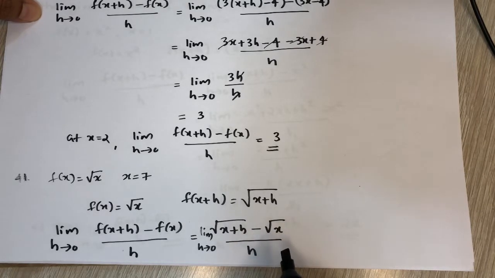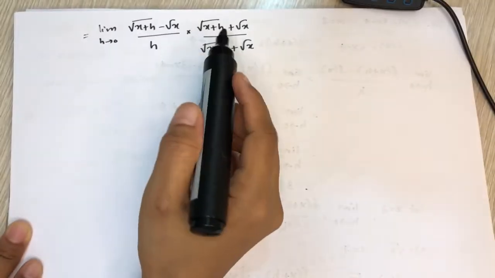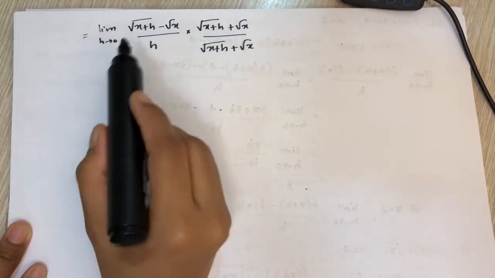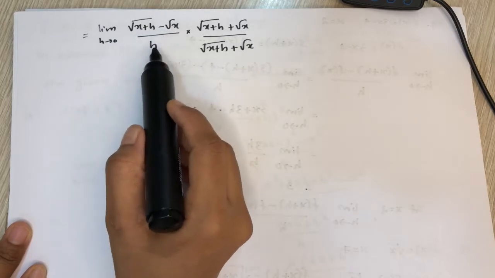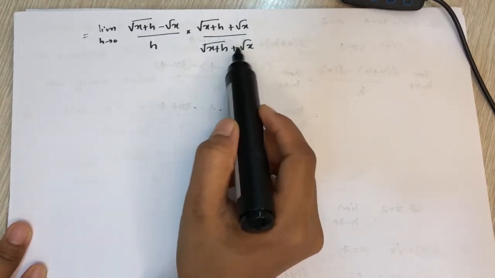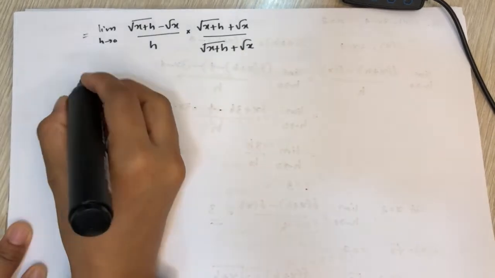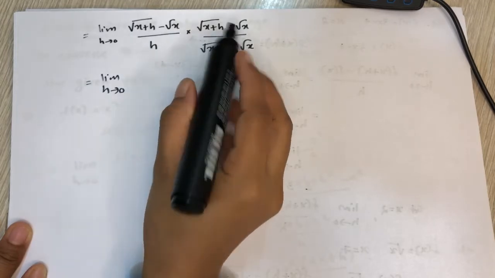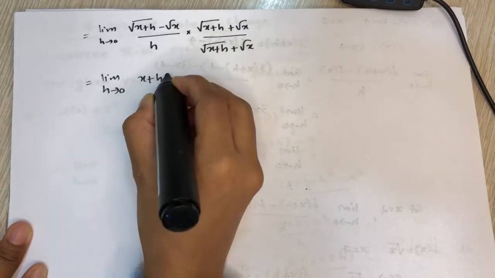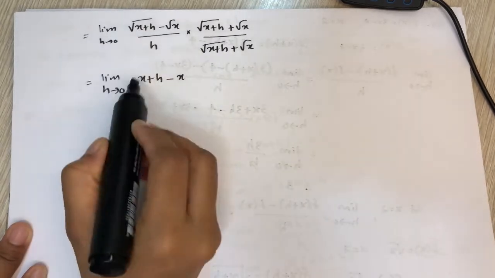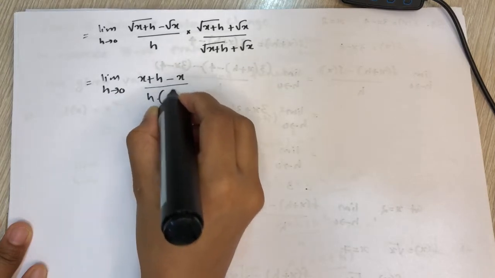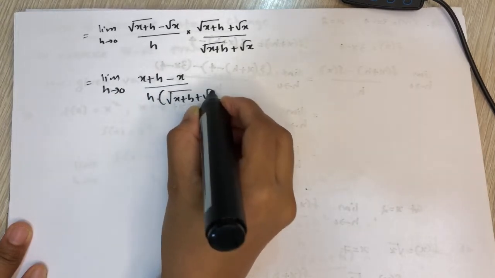Here is an irrational function, so we can multiply it by the conjugate. Multiplying and dividing by the conjugate. The conjugate of root x plus h minus root x is root x plus h plus root x. We get limit h tends to 0, root x plus h minus root x by h into root x plus h plus root x by root x plus h plus root x. This becomes a minus b into a plus b, a square minus b square. Becomes x plus h minus x. Root x plus h the square is x plus h and root x square is x, by h into root x plus h plus root x.